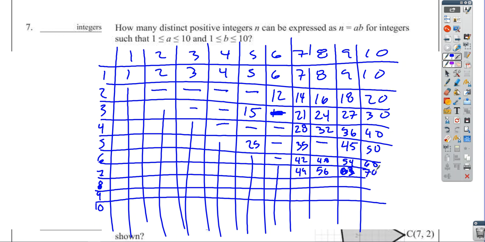And we have 70, also unique. 8 times 8 is 64. I don't have 64. 8 times 9 is 72 and 80. Cross that out. 9 times 9 is 81, 90, and 100. And all we have to do now is add up the total numbers we have. If, with any luck, we get 42.